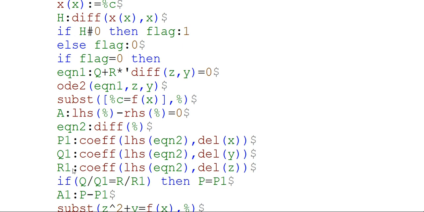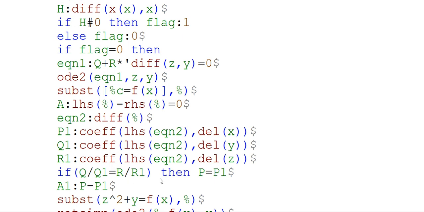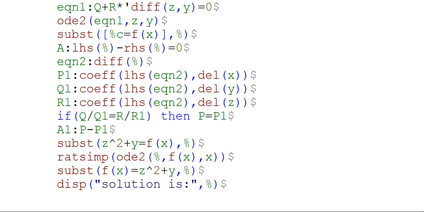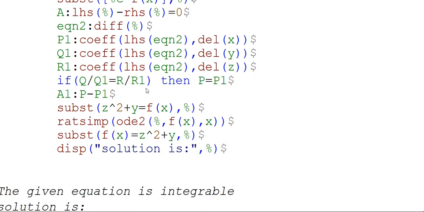So here P1 will represent the coefficient of dx, Q1 will represent the coefficient of dy and R1 is the coefficient of dz. If Q by Q1 is equal to R by R1, when we compare the coefficients of dy and dz, then I can compare the coefficient of dx. So A1 is P minus P1. Next, I should substitute here y plus z square is equal to f of x in the previous expression, that is percentage. So again this is a differential equation.